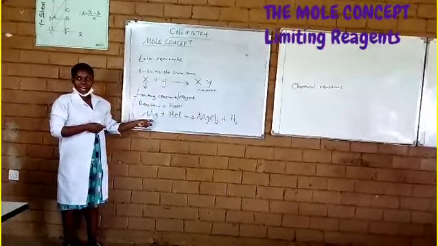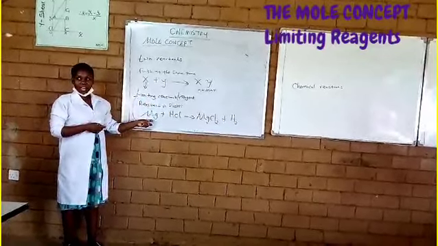Not all the reactants will finish at the same time for us to have products. It's either one will finish first, and the other one will remain in excess. And the one that finishes first is what we are calling a limiting reactant, a limiting reagent. Then the one that remains unreacted is what we call the reactant in excess.